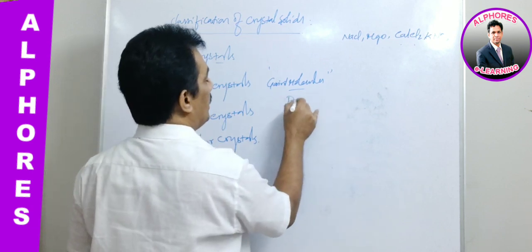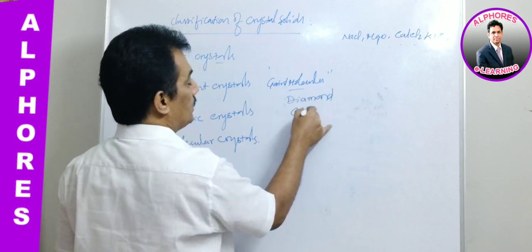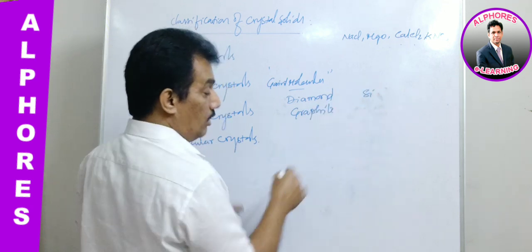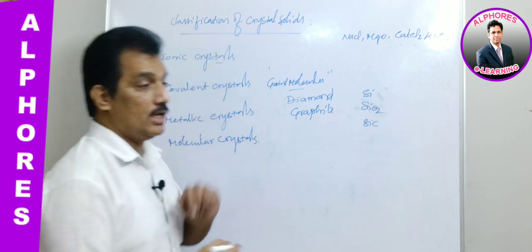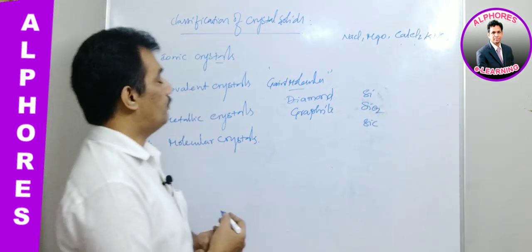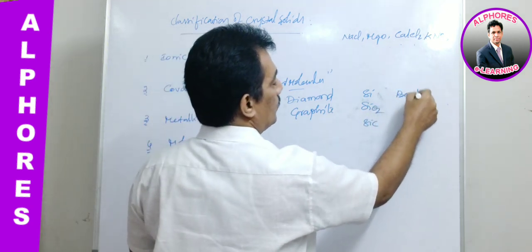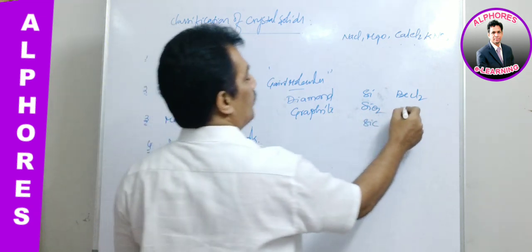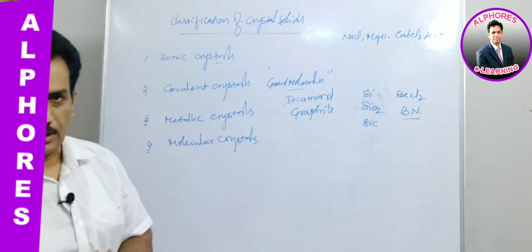So diamond and graphite, and also SiO2 and SiC, silicon carbide, are the best examples for covalent crystals. And then BeCl2, beryllium chloride, which in solid state has a polymeric structure, and boron nitride. All these are the best examples for covalent crystals.